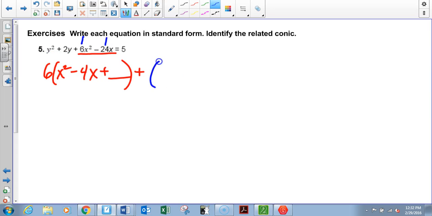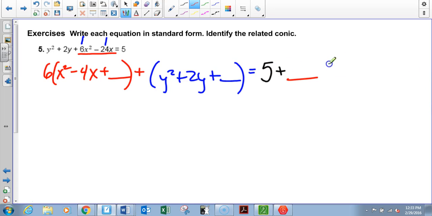Then I have a y squared plus 2y plus blank, and I didn't need to take anything out because y squared had a coefficient of 1. Over here I have a 5 plus a red blank, and now a blue blank. Okay. What do I get up here? Still have a 6, and then I have x minus half of this is 2.